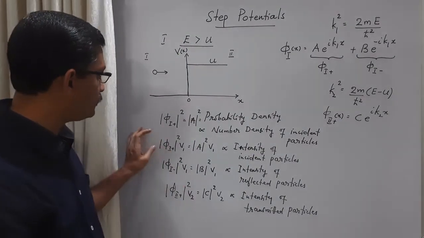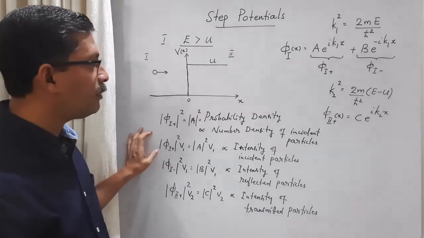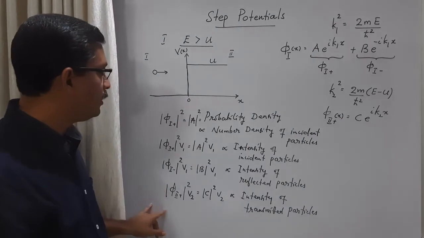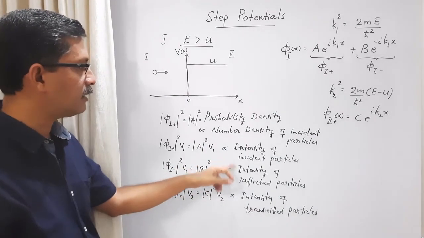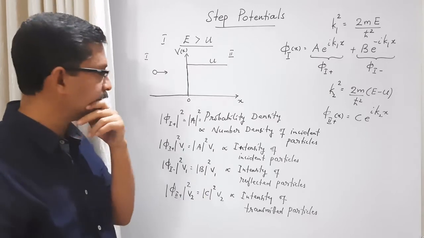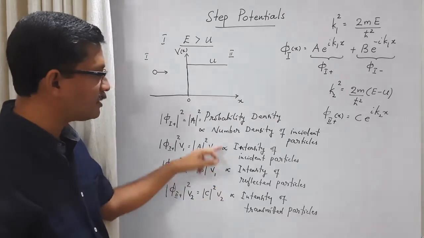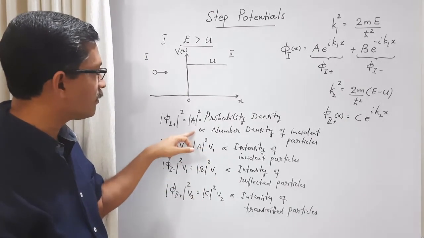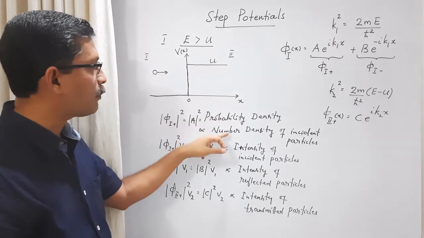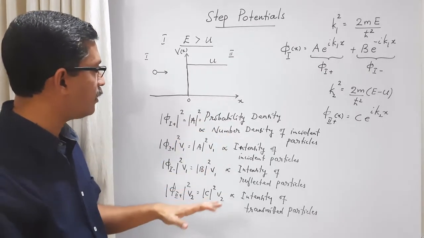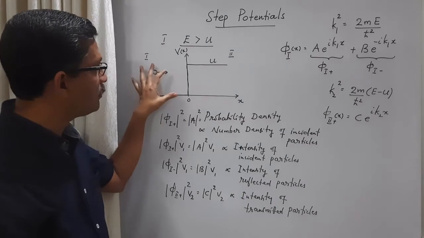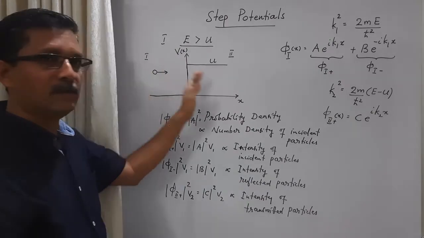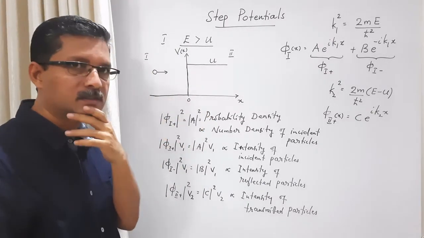So we have obtained, once you are able to calculate the wave functions, from the wave functions we can calculate intensity of the incident particles, reflected particles and transmitted particles, and this proportionality will be the same. Okay, because this proportionality comes from here, right? Probability density is proportional to number density of incident particles. So we can argue that the way probability density depends upon number density of particles is the same for incident wave, reflected wave and transmitted wave. So the proportionality constant is the same.